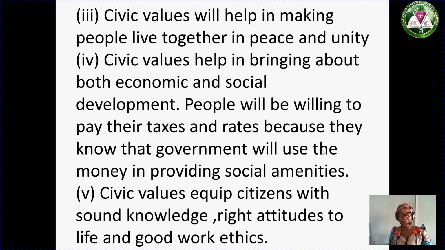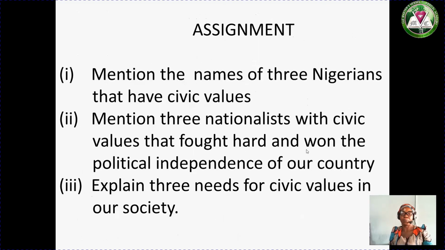Then number 5, civic values equip citizens with sound knowledge, right attitudes to life, and good work ethics. I hope you are following. It is here that we come to the end of the lesson.